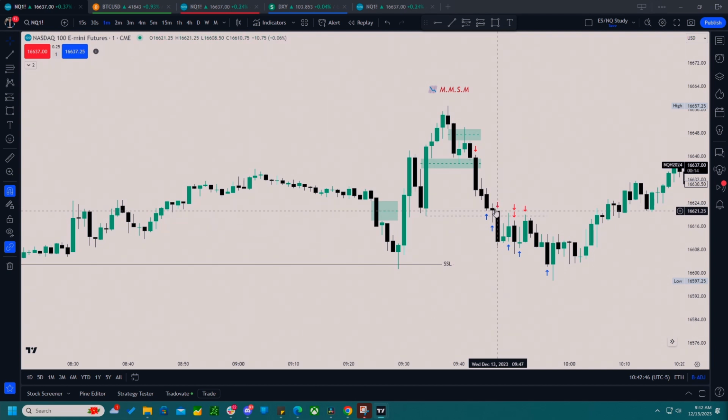I took another short here, but I stopped out thinking that we may go higher. Ended up getting back into it when we confirmed that we were going to respect this level right here, this support turned resistance, and ended up selling on the sell side right here.